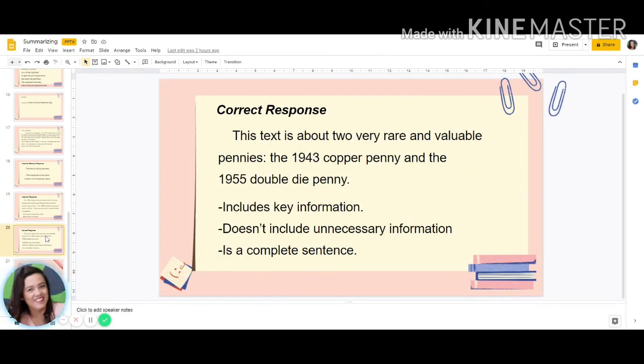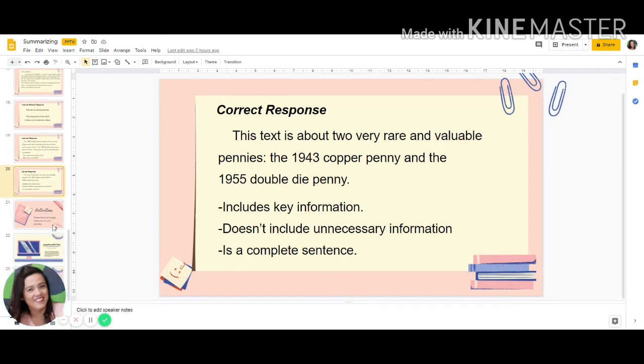Let's see this one. This text is about 2 very rare and valuable pennies, the 1943 copper penny and the 1955 double-die penny. So, this is now the correct response because it includes key information, it doesn't include unnecessary information, and it's expressed in a complete sentence.